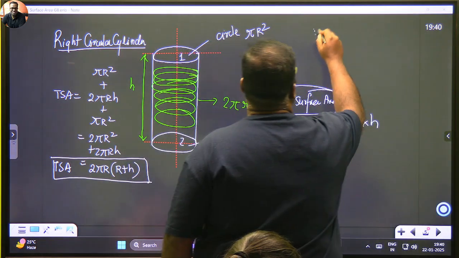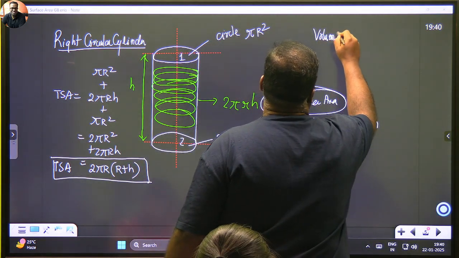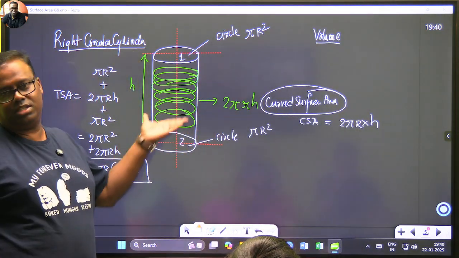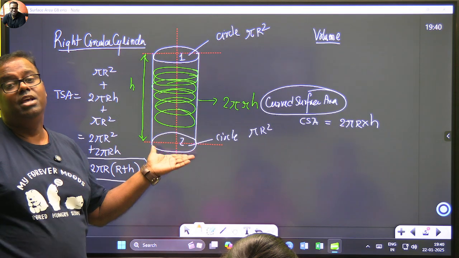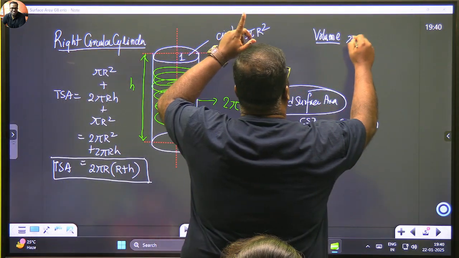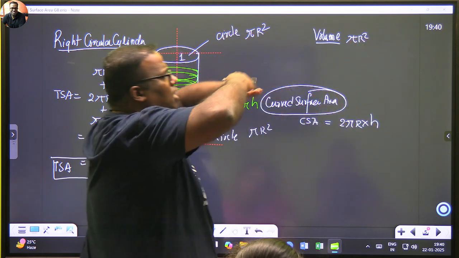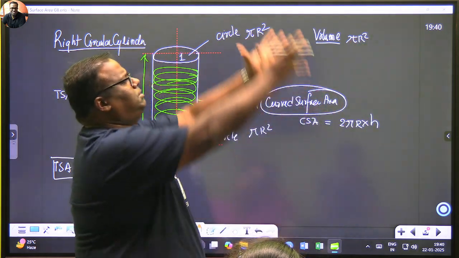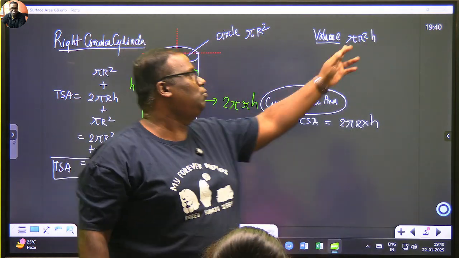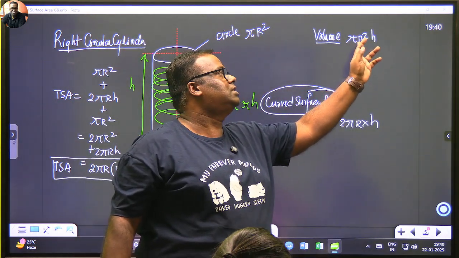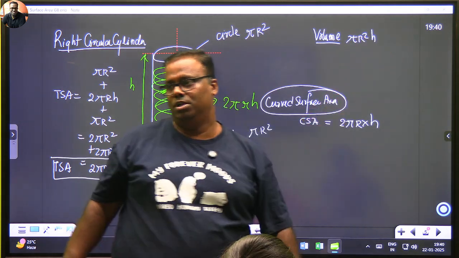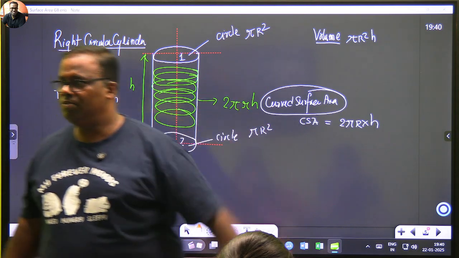So what is the analogy for volume? Think that this is a cucumber. 1 slice, 2 slice, 3 slice, 4 slice, 5 slice. How many slices? h slices. Each slice has the area of how much? Pi r square, pi r square, pi r square, and so on, h times. Will this give me cubic units? Yes. If it is centimeter, centimeter square multiplied by another centimeter, centimeter cube. Next half an hour we do problems.